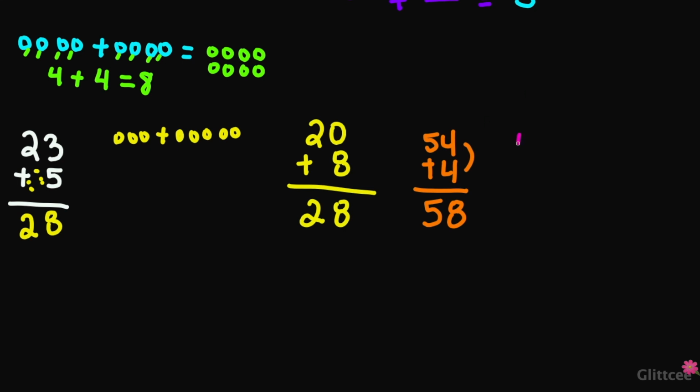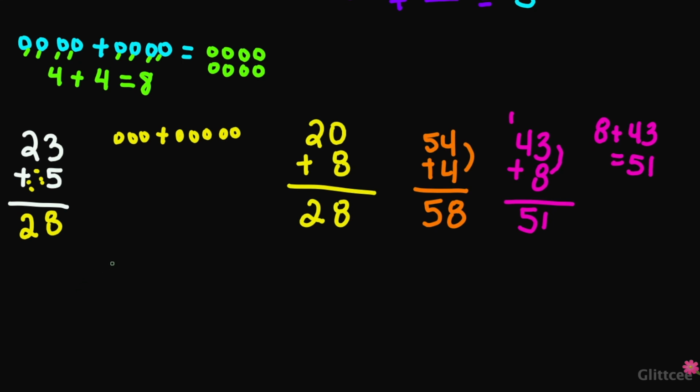What about 43 plus 8? Okay, so 3 plus 8 is going to give you 11. You're going to carry the 1. 1 plus 4 is going to give you 5. Okay. Don't forget, 8 plus 43 also equals 51.